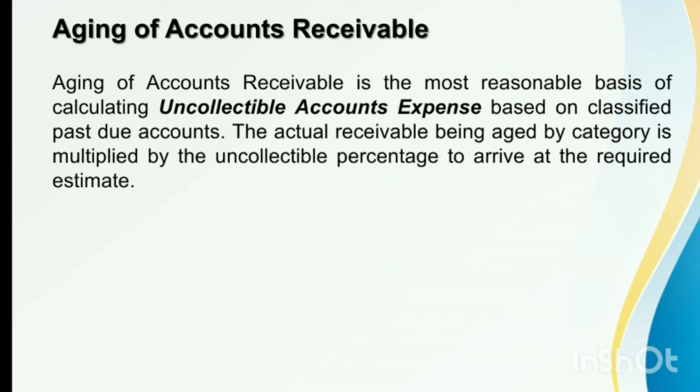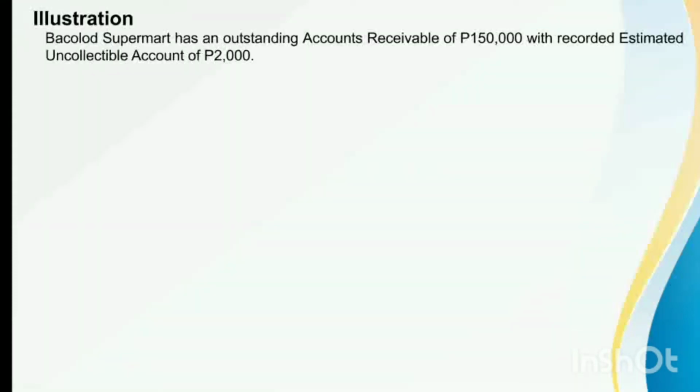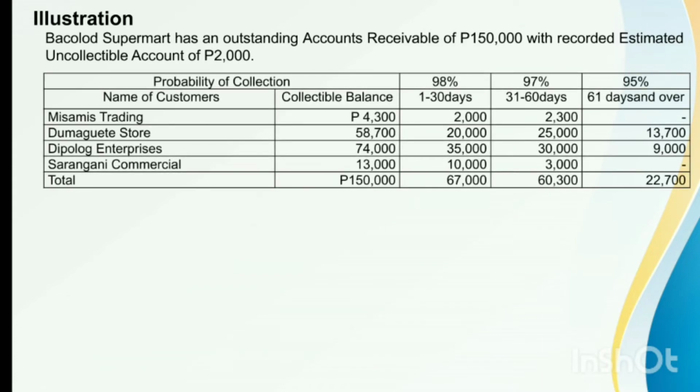Let us now move on to the aging of accounts receivable. The aging of accounts receivable is the most reasonable basis of calculating uncollectible accounts expense based on classified past due accounts. The actual receivable being aged by category is multiplied by the uncollectible percentage to arrive at the required estimate. We have here an illustration of aging of accounts receivable. Bacolod Supermart has an outstanding accounts receivable of 150,000 pesos with recorded estimated uncollectible account of 2,000 pesos.